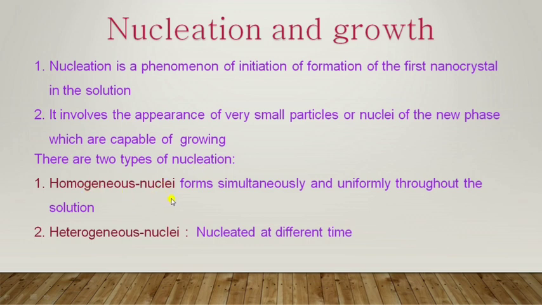There are two types of nucleation. The first one is homogeneous nuclei and the second is heterogeneous nuclei. In homogeneous nuclei, they form simultaneously and uniformly throughout the solution. But in heterogeneous nuclei, the size is not uniform, and they are nucleated at different times.